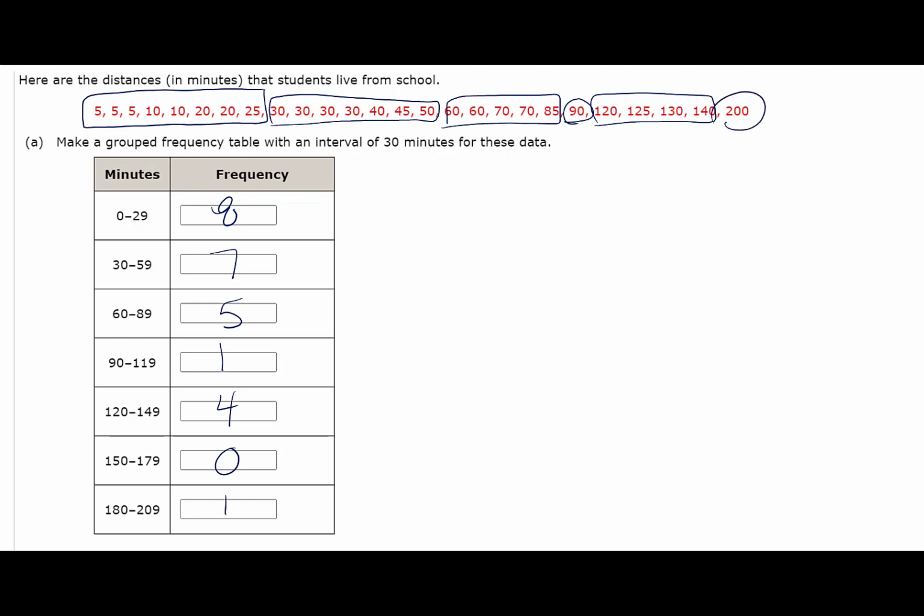And so just pay attention to these kind of problems. You definitely want to make sure that the numbers are in numerical order first. Makes it a whole lot easier to complete a frequency table like this.